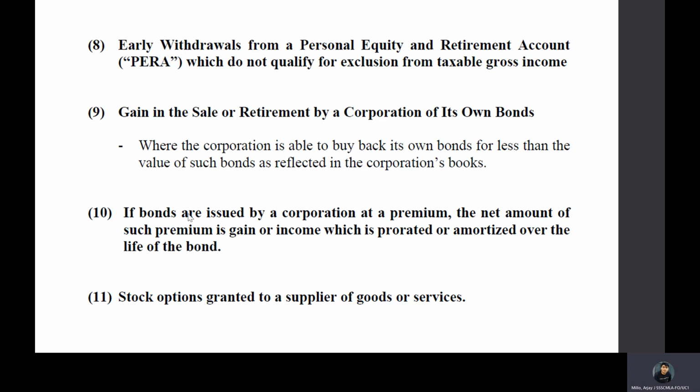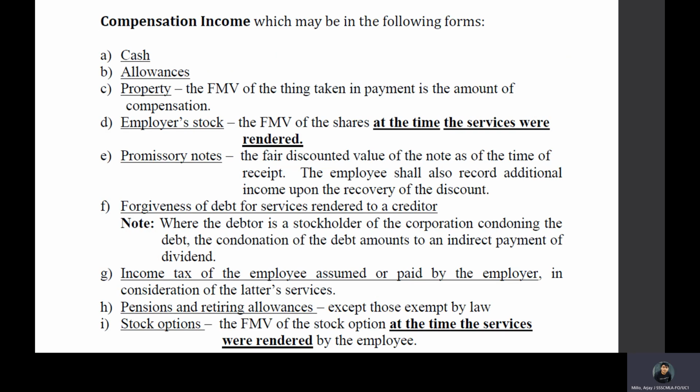Next slide. As one of our agenda as well in these slides is the compensation income. So ano ba yung pwedeng ma-consider na compensation income? So ito yung cash or allowances, property, the fair market value of the thing taken in the payment is the amount of compensation, employer stock, no? Kung mapapansin nyo yung mga other benefit na binibigay as part of compensation income like employer stock options, always value or property always value that fair market value. So yun yung palagi yung tatandaan.